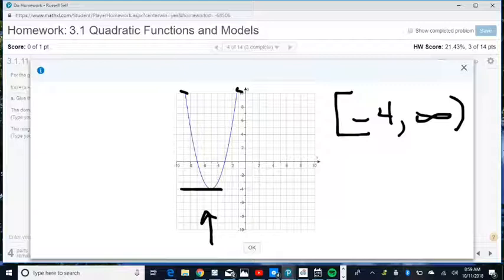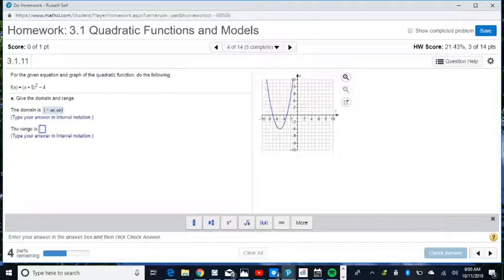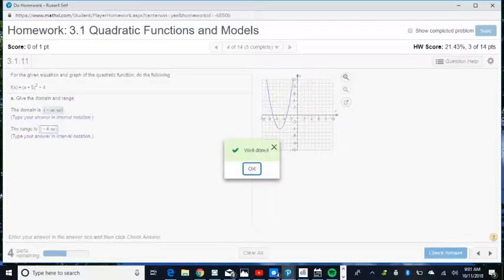So as you put your answer into the MATLAB, make sure you're using the correct symbols. So when we type that in, make sure again that you're using the brackets, because -4 is a hard landing, and then infinity will get the plain parentheses. Alright, so interval notation is the key there.